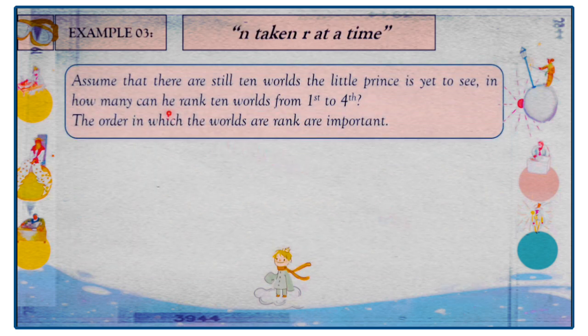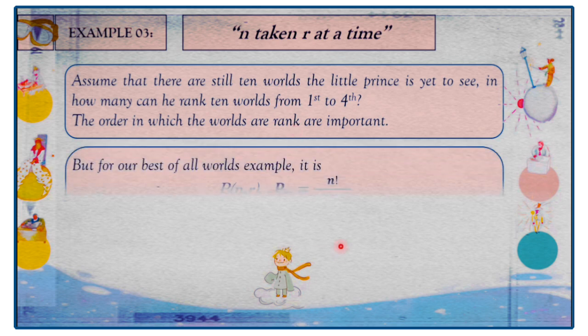So to put this into perspective, let's have another example. Assume that in the Little Prince's world, there are still 10 worlds that the Little Prince is yet to see. In how many ways can he rank 10 worlds from first to fourth? So now, instead of having the things that we have in the story, let's imagine, because in this life, not only is it just six worlds before, we get old and we're going to go to different places. So, like the Little Prince, let's say that in this vast universe, there are still 10 yet to be discovered. In what way can he rank these 10 worlds from first to fourth, in terms of the first place he will go to until the fourth?